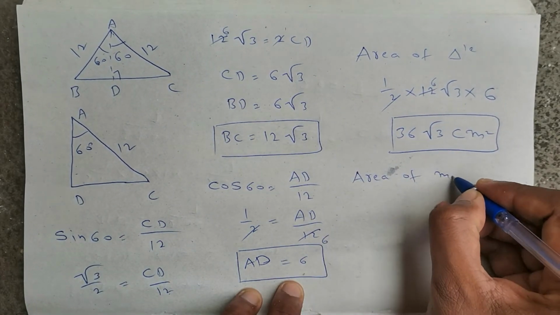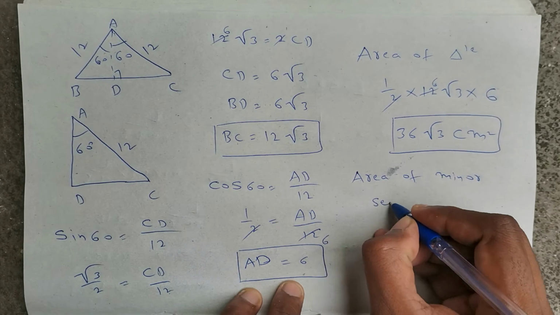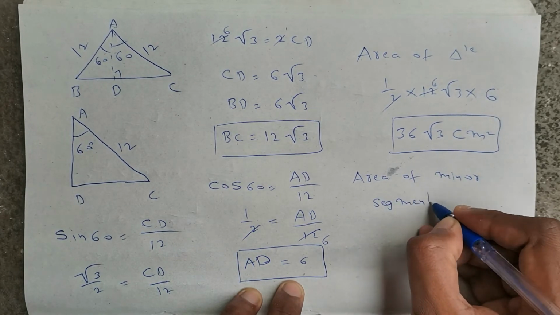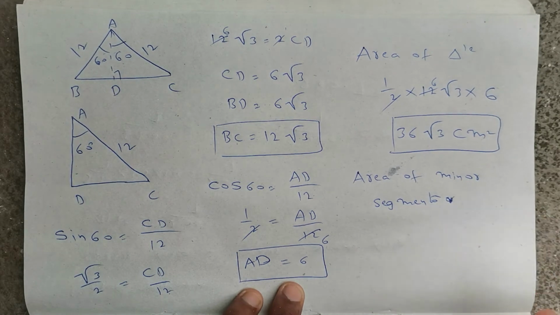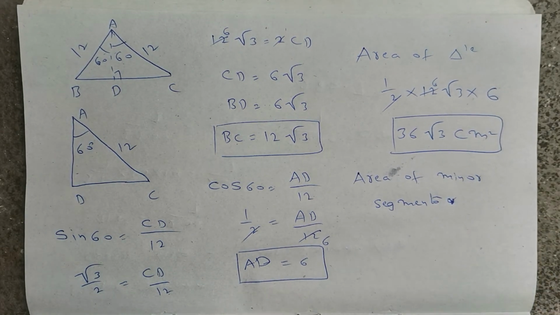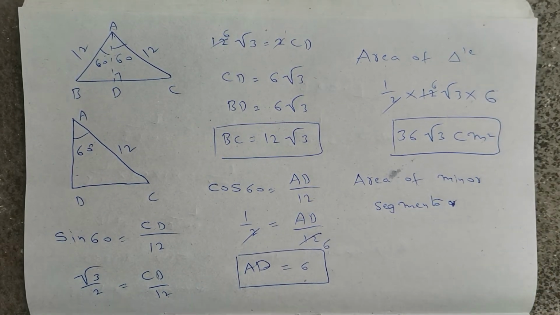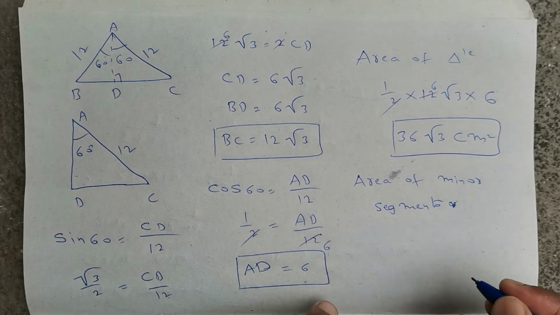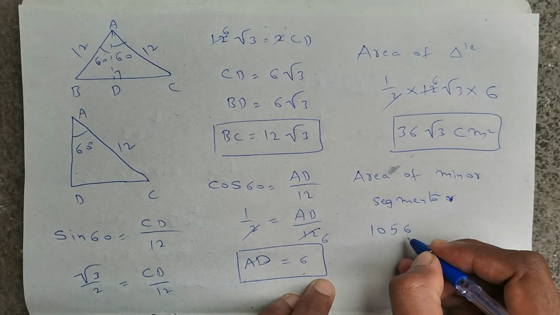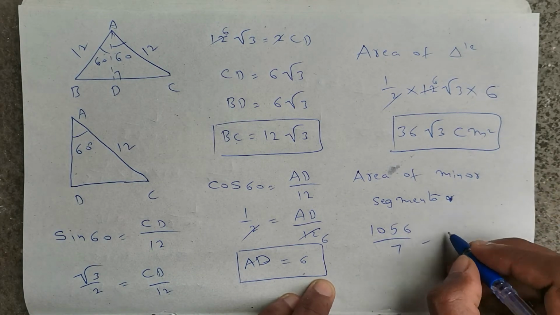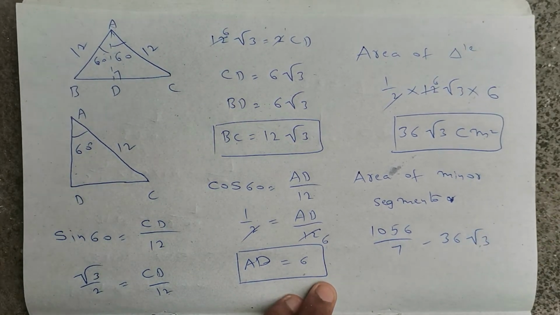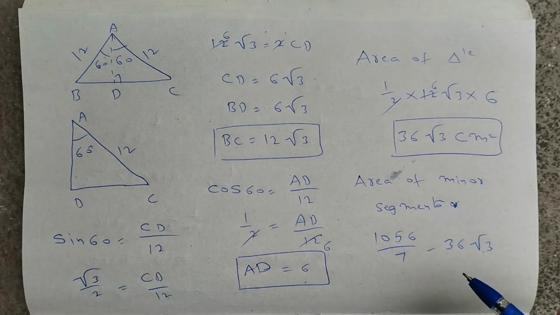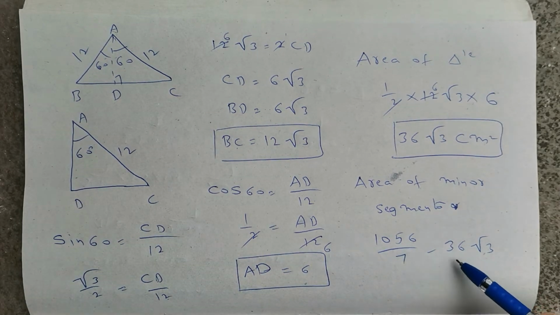Area of minor segment. The area of the minor segment is nothing but the area of the sector minus the area of the triangle. So in the previous case we got the area of the sector as 1056 divided by 7, minus this triangle area, which is 36 times root 3. Okay, now here 1056 by 7 minus 36 root 3.